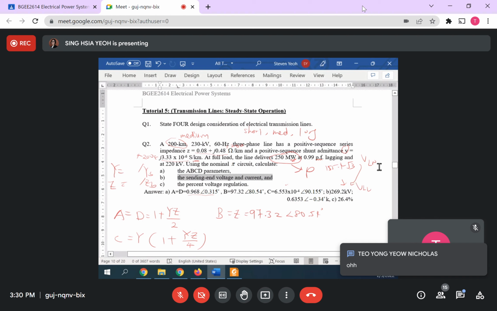So it's actually the problem of line to neutral and line to line only. Angle is not important. But of course, if you want to put in the angle, it's okay also. The angle actually should be put in, but they just take the magnitude and then multiply by root 3. Okay?